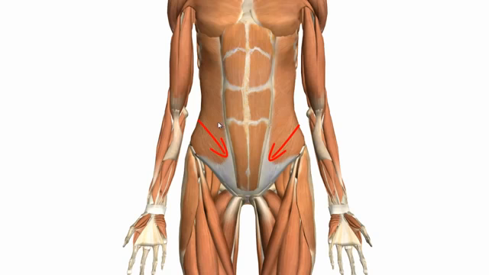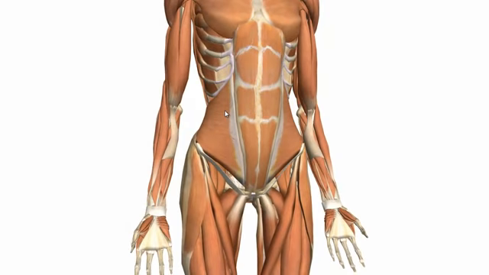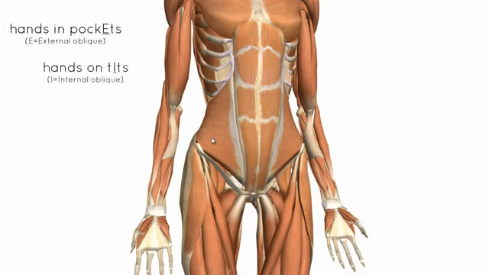So if I just remove the external oblique, we've got the internal oblique, which lies below it. These fibres pass in the other direction, so they pass superiorly and medially. One way of remembering the direction that the fibres are oriented is to use the mnemonic hands in pockets, hands on tits. So how does this help you remember?